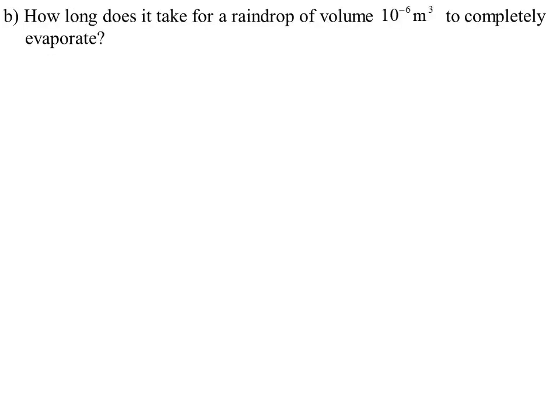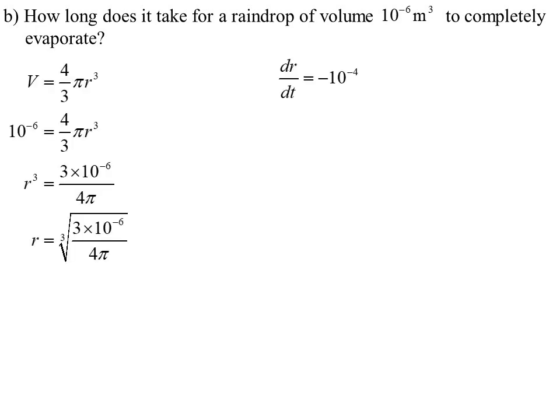How long does it take for a raindrop of this volume, 10 to the negative 6 metres cubed, to completely evaporate? dr/dt we now know. Volume, yeah, the numbers are not nice on this one because of this 10 to the negative 6. So volume 4/3 pi r cubed, we want to know what the radius is. Turns out to be the cube root of 3 times 10 to the negative 6 over 4 pi. I've left it as an exact answer. Probably a lot of people just went and used an approximation at this stage.